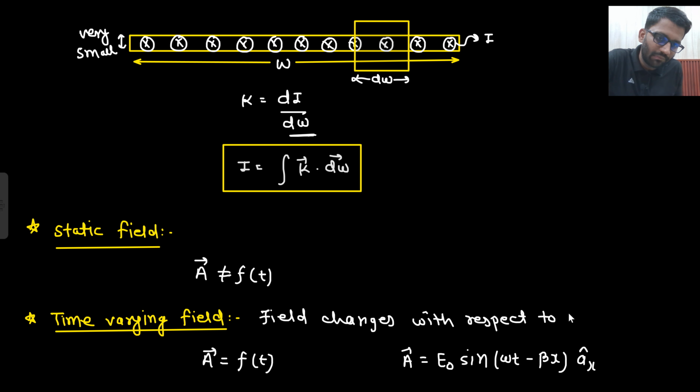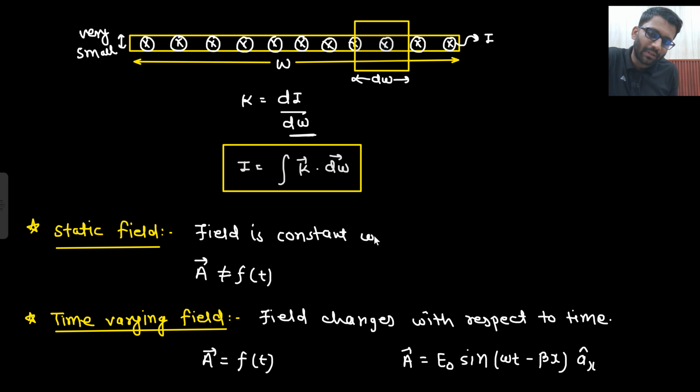with respect to time. And static field means the field is constant with respect to time. This field can change as per the coordinates, right? In the x direction it could be something else, in the y direction it could be something else, in the z direction it could be something else, but it would not be a function of time. Is that clear to you?